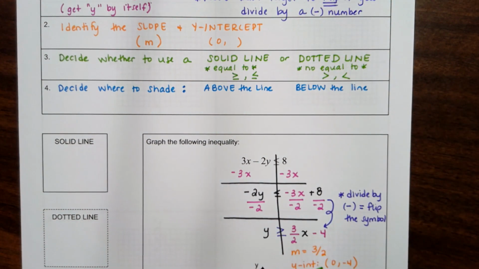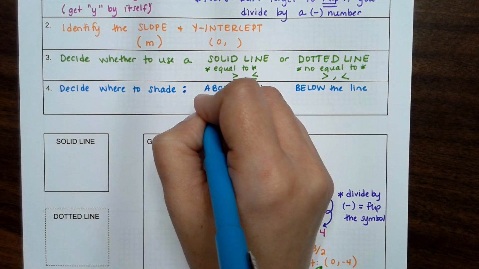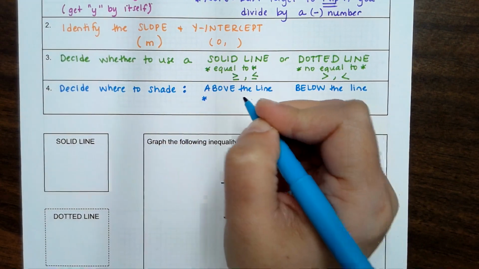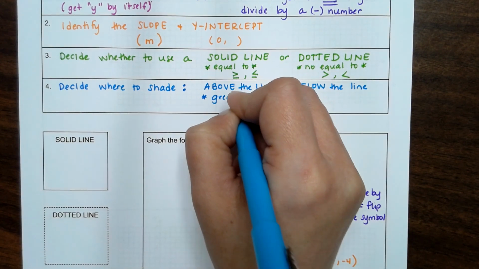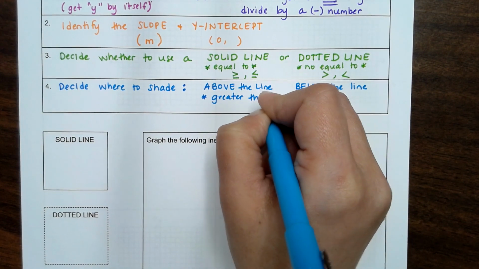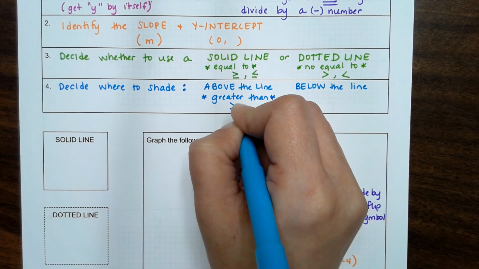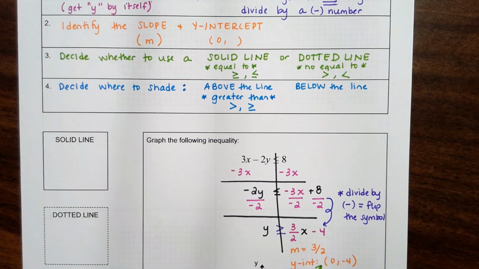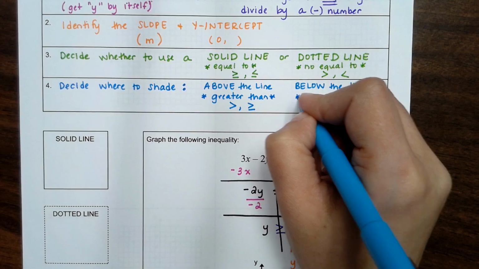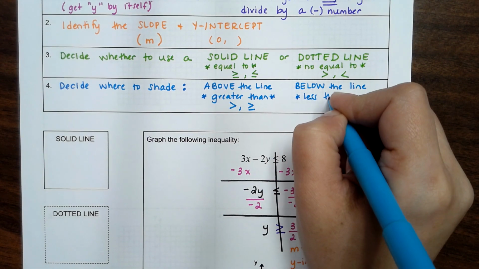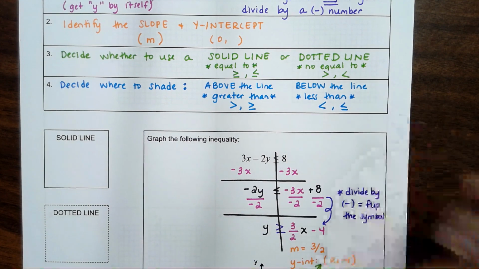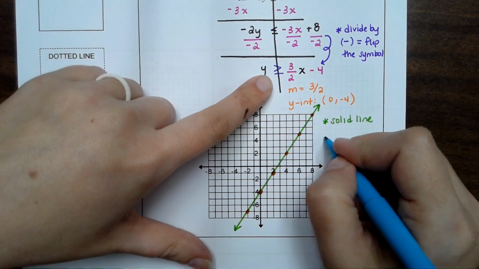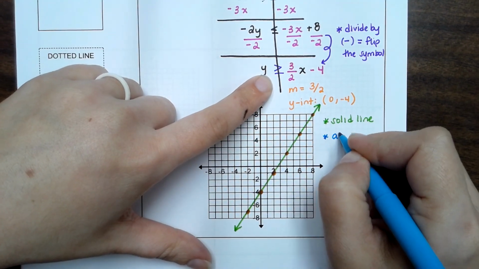We can decide this by looking at the symbol. So once again, above is going to mean bigger, just like going to the right meant bigger. So this is going to be when we have a greater than, which means a greater than or a greater than or equal to. Below the line is going to be when we have a less than, which means we're going to have a less than or a less than or equal to. On this graph, because we have a greater than, we're going to shade above.